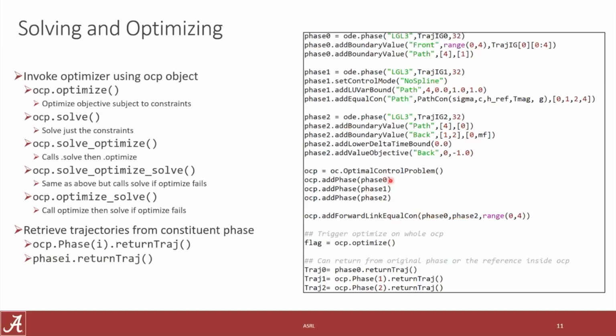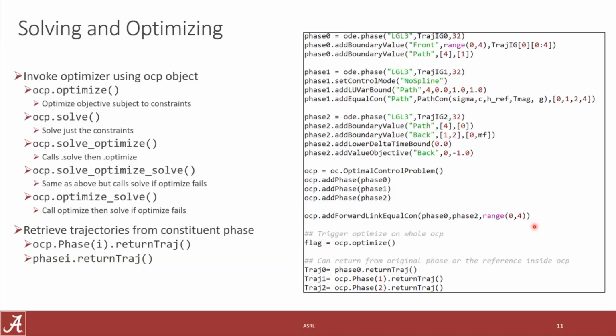Because phase 0 was the first one in, phase 2 was the last one in, we can do forward link equality from phase 0 through phase 2, and that means phase 0 is now going to be forward linked in these indices with phase 1. So the back of 0 is equal to the front of 1 in these states. And then phase 1 is also linked to phase 2. So the back of phase 1 is equal to the front of phase 2 at these states that we set.